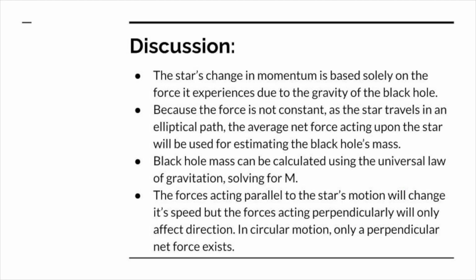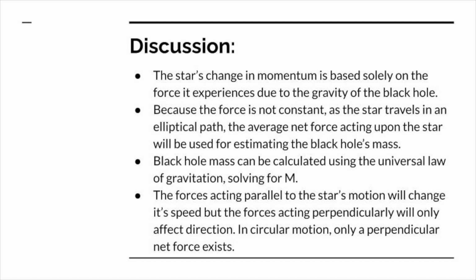Because the force is not constant and the star travels in an elliptical path, we will have to use the average net force for estimating the black hole's mass. Black hole mass can be solved using the universal law of gravitation formula shown before, solving for the capital M, as it is the source of gravity, and the forces acting parallel and perpendicular affect the star in different ways.